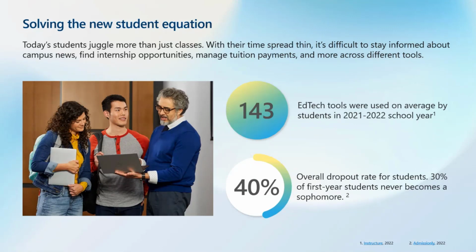We saw on average that 143 education tools were used, whether that's data about their assignments, their courses, their grades, what the tuition fees were that they need to pay, where they can do loans for library books and resources and stuff like that. And it was really overwhelming in such a way that when we looked at the dropout rates, about 30% of first-year students never become a second-year student or a sophomore student, and that's a lot. And so really what we wanted to do there is start to tackle that.